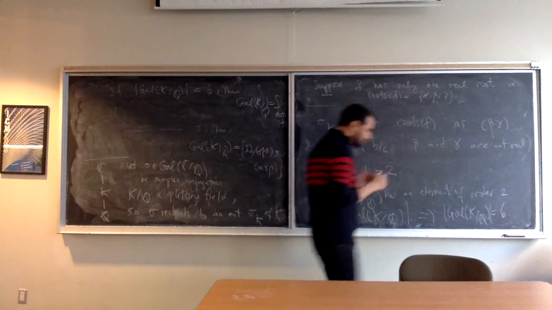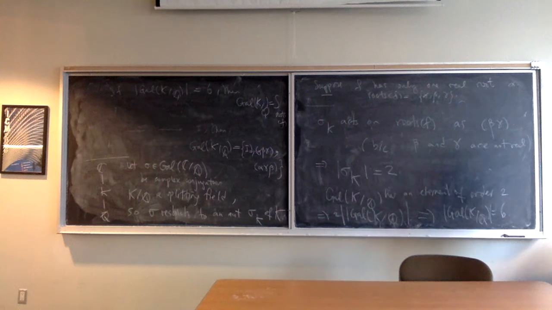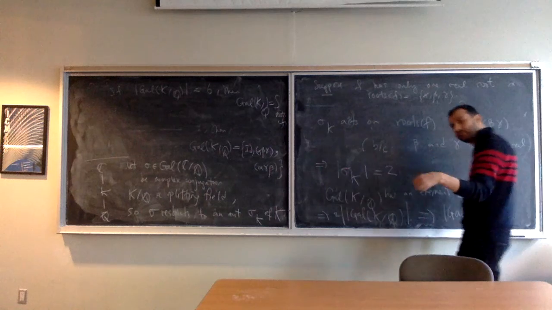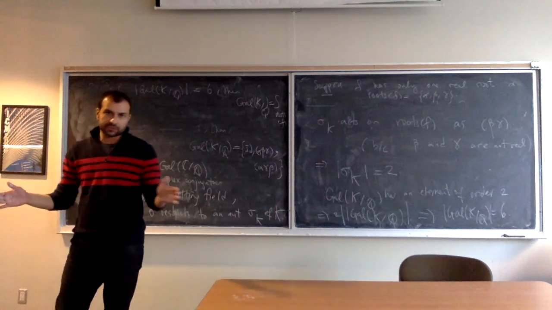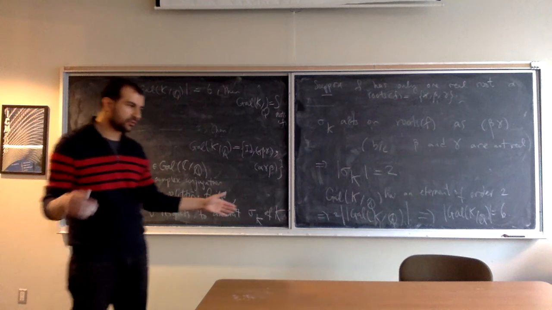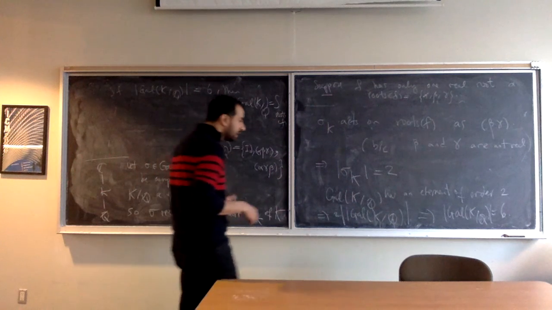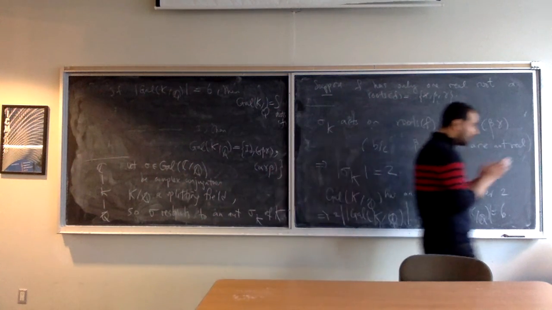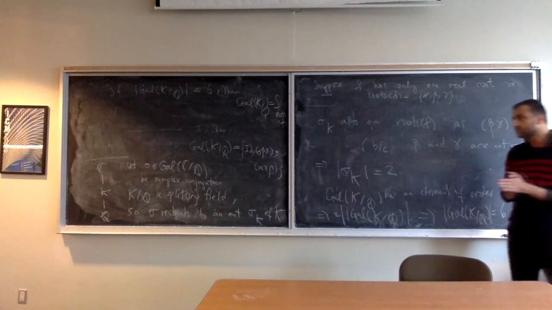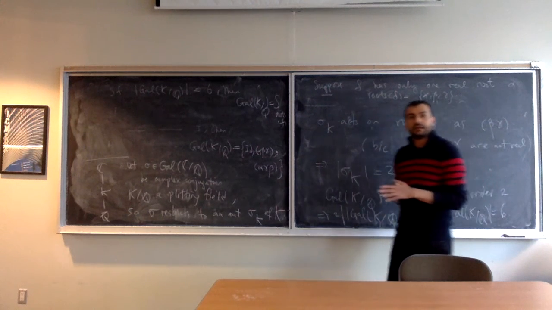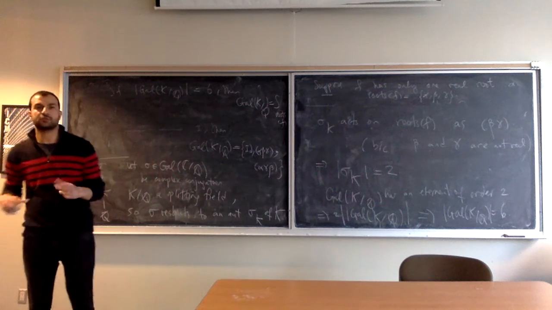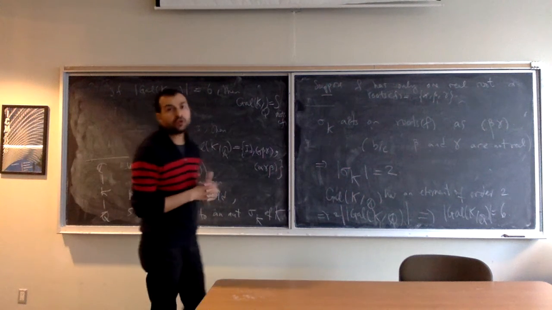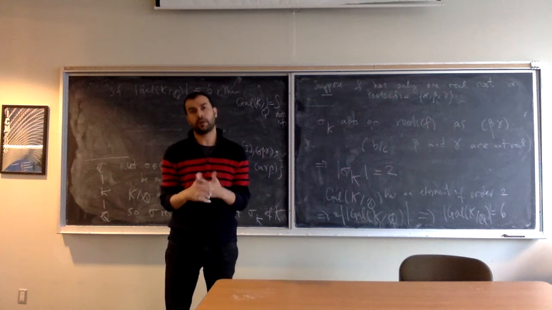So to summarize, what we proved here was that if you have a polynomial of degree 3 irreducible over Q, well, there are two cases. Either it only has one real root or three real roots. What we showed was that if it has only one real root, the Galois group is forced to be the full symmetric group on the set of roots of your polynomial.